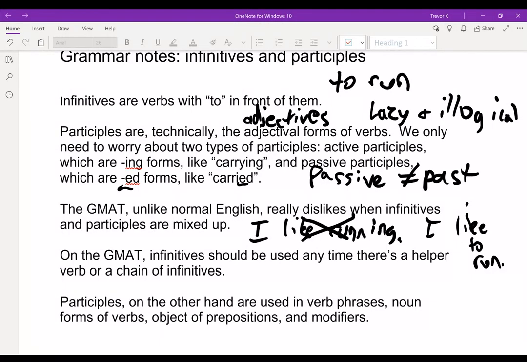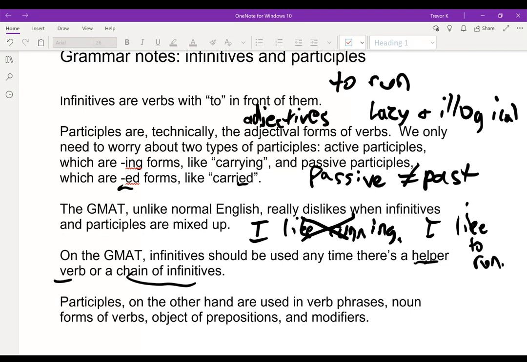Well, in GMAT English, we need to use infinitives anytime there's a helper verb or a chain of infinitives. So our helper verb here is like. If I see like, it has to be to run. I like to run. I aim to run. I want to run. There might be an object in the middle of these helper verbs. I use my legs to run. I wear my shoes to run, right?